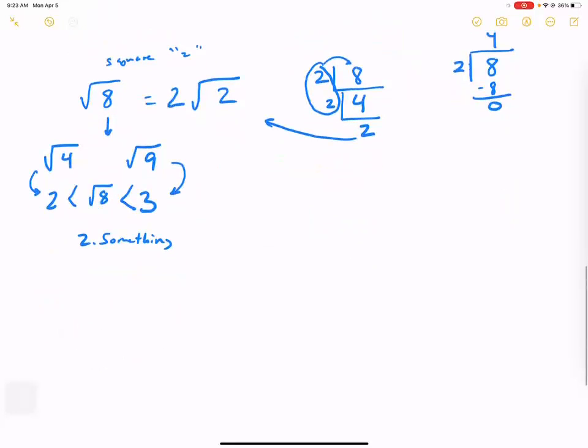So let me give you guys another example. If I say, what is the cube root of 32? Okay, cube root of 32.